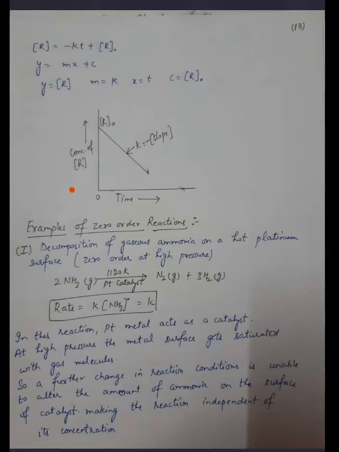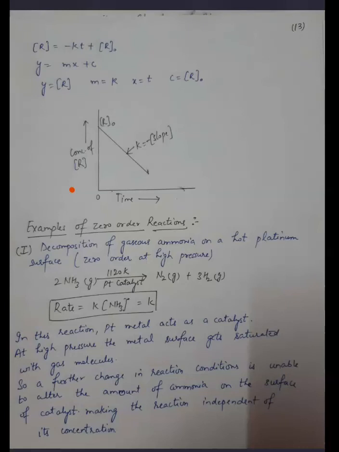Number 1 is decomposition of gaseous ammonia on a hot platinum surface. Ammonia in the presence of catalyst platinum will be zero order reaction. Why is this zero order? Rate is directly proportional to K only, and does not depend on the concentration of ammonia. In this reaction, platinum metal acts as a catalyst.